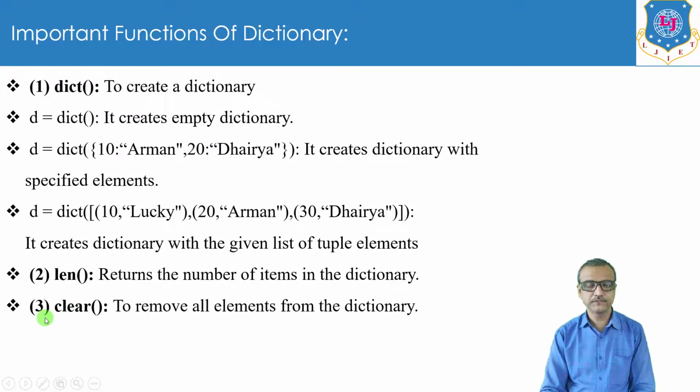Now the third function, that is the clear function. What will this function do? It will remove all elements from the dictionary. If we apply the clear function on this dictionary and then print the elements of the dictionary, it will give us an empty dictionary. So this clear function removes all the elements from the dictionary.